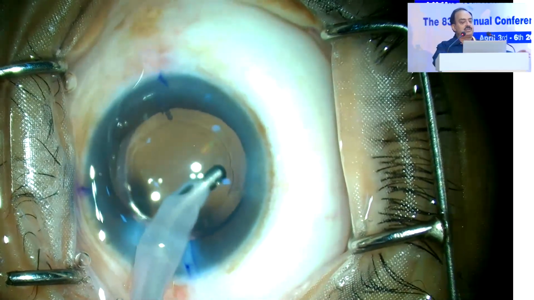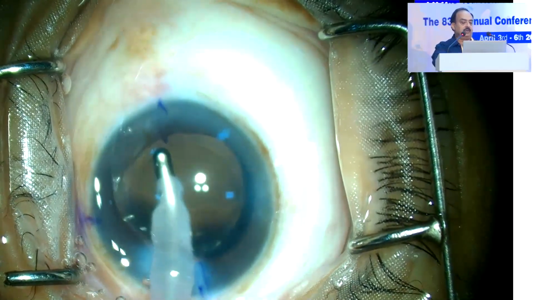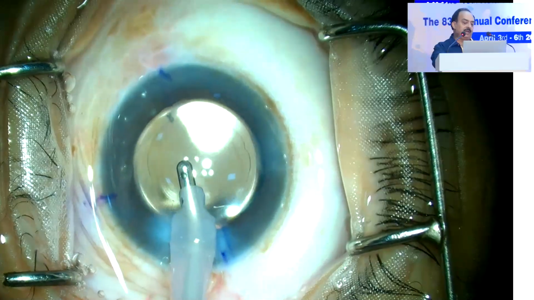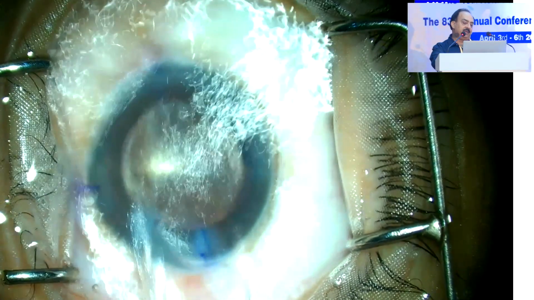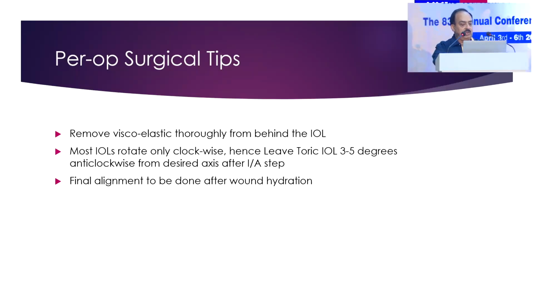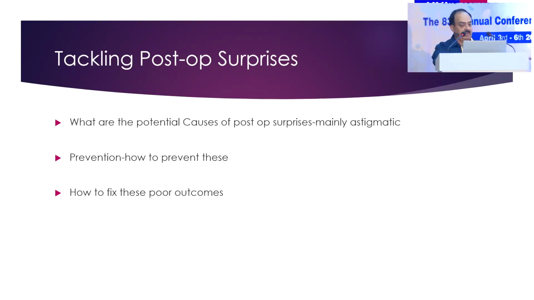Then always, we have to remove the visco from behind the lens, and I use the IA handpiece itself to dial the lens to the desired place. So remove viscoelastic thoroughly behind the lens, as I showed in the video, and because most IOLs rotate only clockwise, hence leave the toric IOL 3 to 5 degrees anti-clockwise from the desired axis before the IA step, and final alignment to be done after wound hydration.